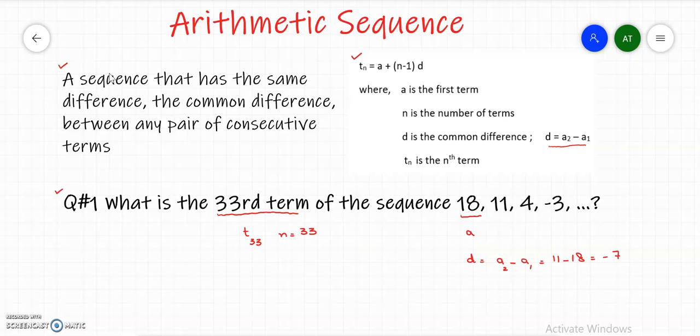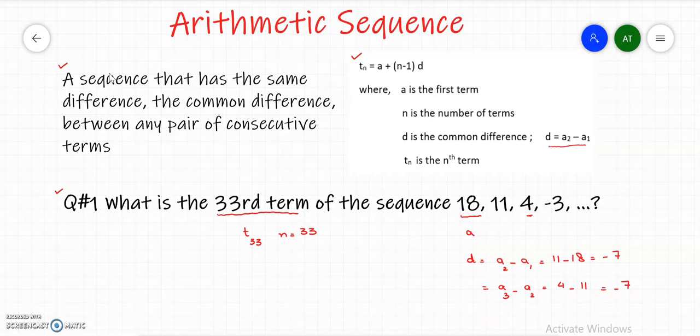And we can also find whether the sequence is arithmetic or not by taking the difference between pairs of consecutive terms. We can also find d by using a3 minus a2. So the third term of the sequence is 4. So we have 4 subtract 11. That would be again equal to negative 7. So it means the difference is the same.